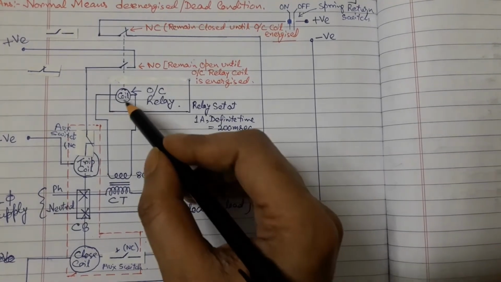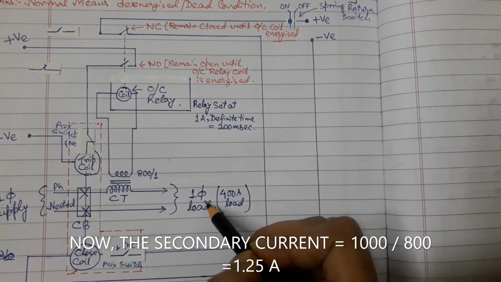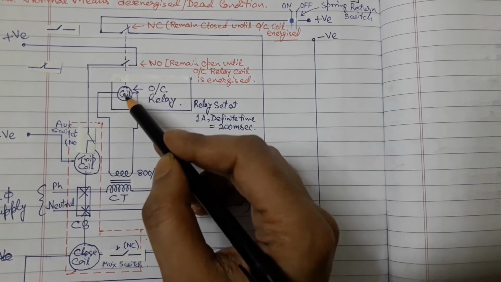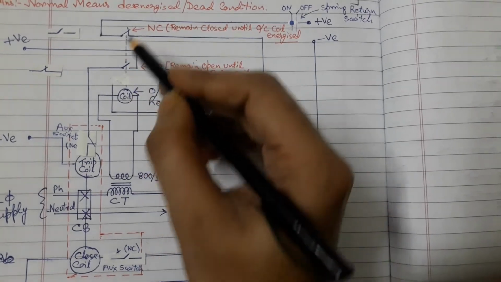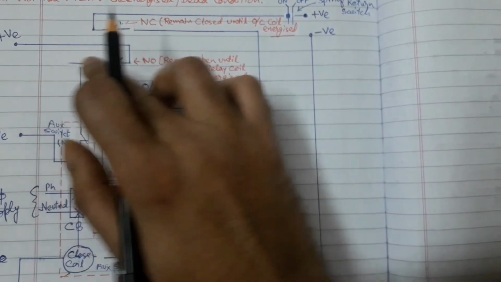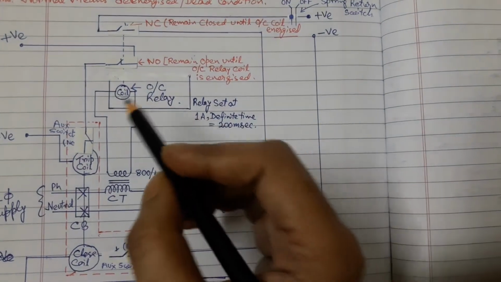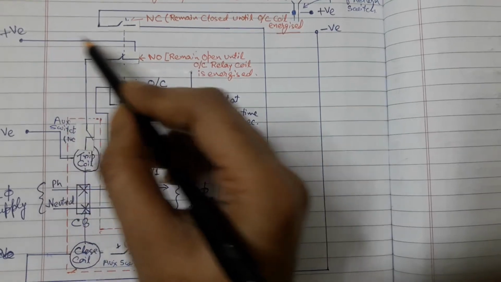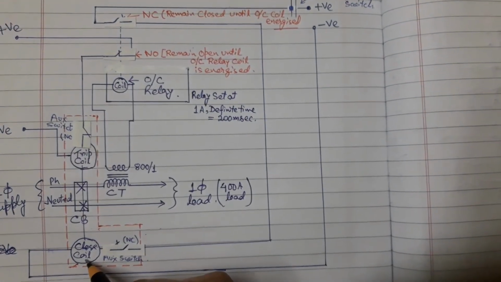So the relay coil current will be greater than 1 ampere because the fault current is 1 kiloampere. So this relay will definitely operate and this relay coil will be in energized condition. So the status of these two contacts will change. Now what happens when these two contacts change their status? Due to making of this contact, voltage will go to the trip coil and obviously the breaker will trip.